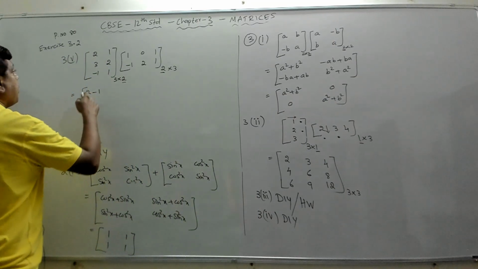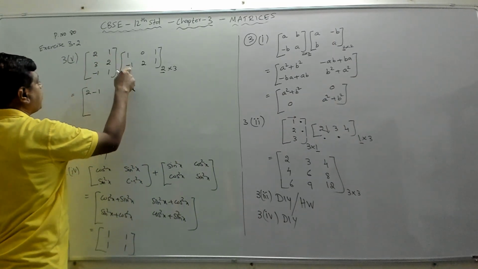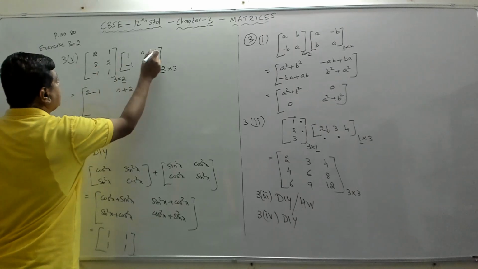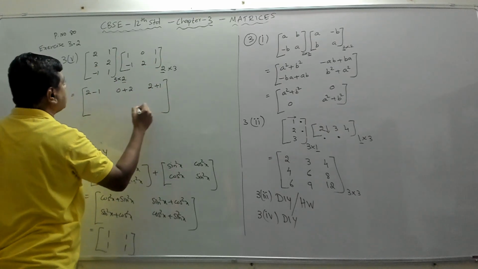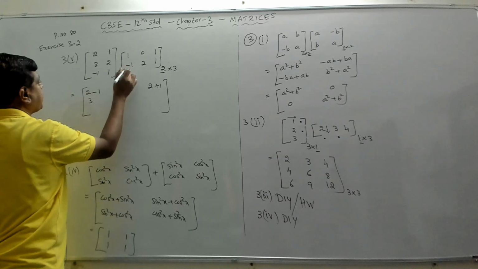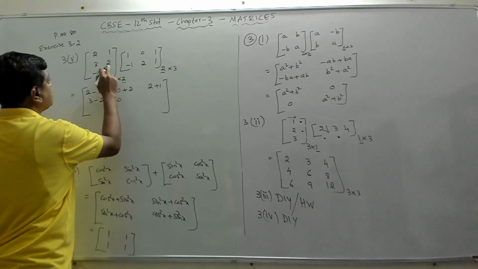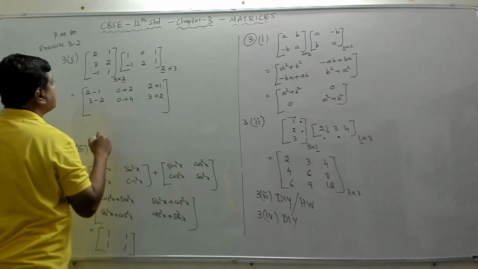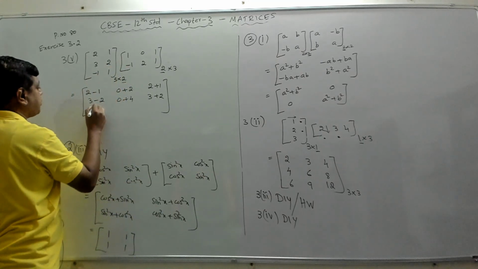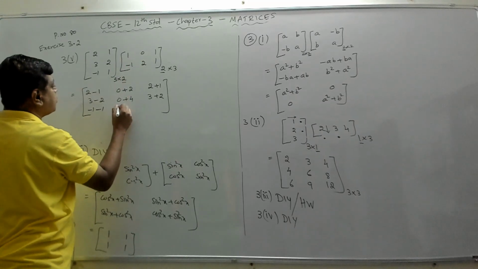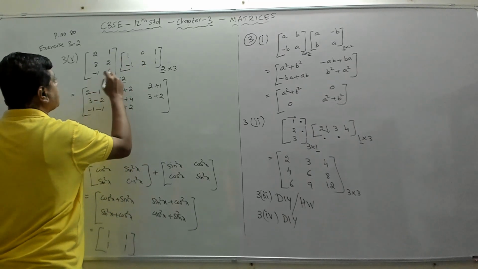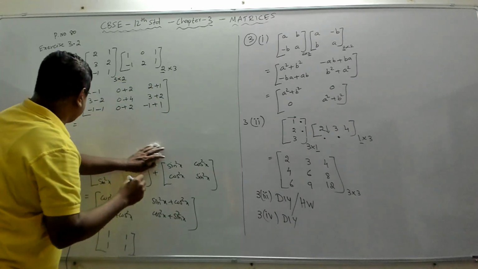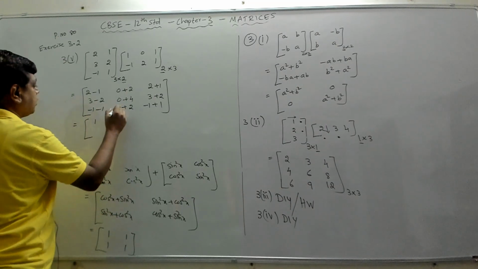So here we will have to do 2 into 1 is 2, 1 into minus 1 is minus 1, then 2 into 0 is 0, 1 into 2 is 2, 2 into 1 is 2, 1 into 1 is 1, then 3 into 1 is 3, 2 into minus 1 is minus 2, 3 into 0 is 0, 2 into 2 is 4, 3 into 1 is 3, 2 into 1 is 2. Again third row with the first column, minus 1 into 1 is minus 1, 1 into minus 1 is minus 1, minus 1 into 0 is 0, 1 into 2 is 2, minus 1 into 1 is minus 1, 1 into 1 is 1.